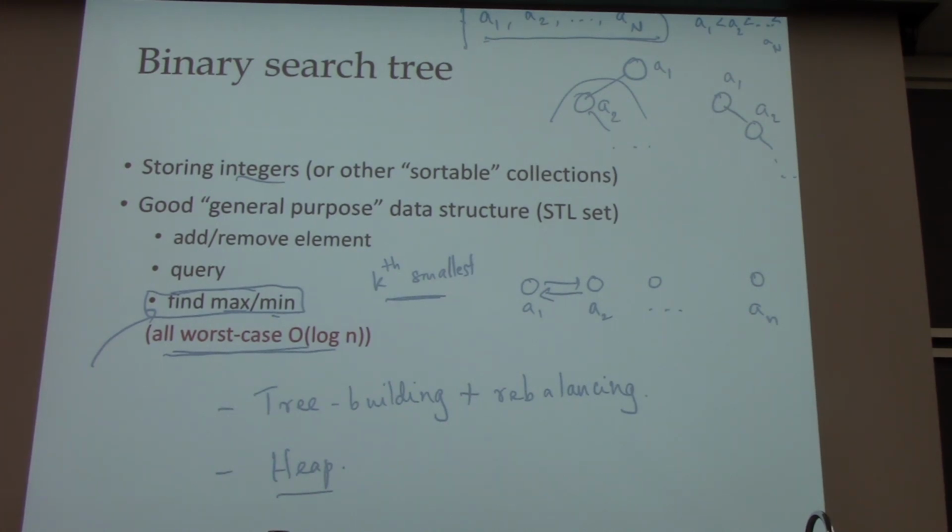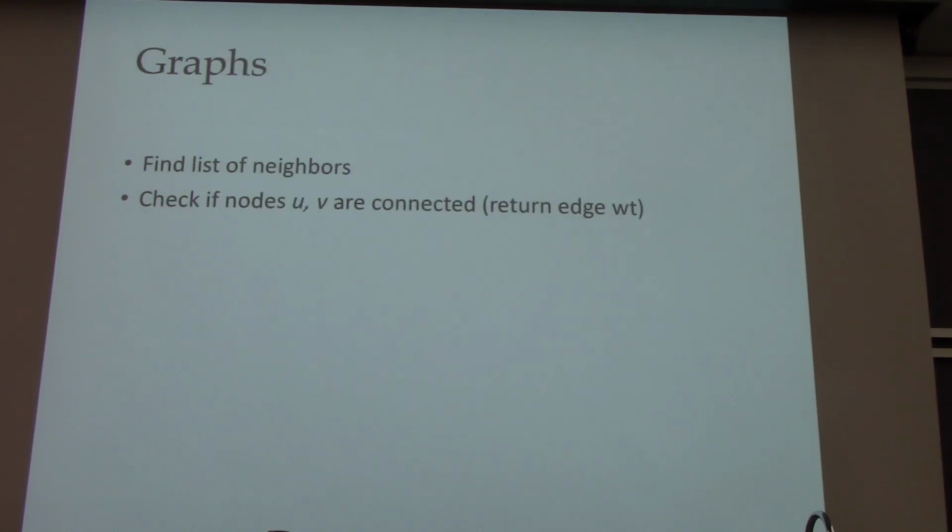Broadly, what you should remember is that this is a great data structure. If you don't know what to try, you just store things as a binary search tree. Everything works reasonably fast. Alright, so this is for storing numbers. Right? So how do we store graphs? Okay, so a graph is basically you have a bunch of vertices, you have a bunch of edges.